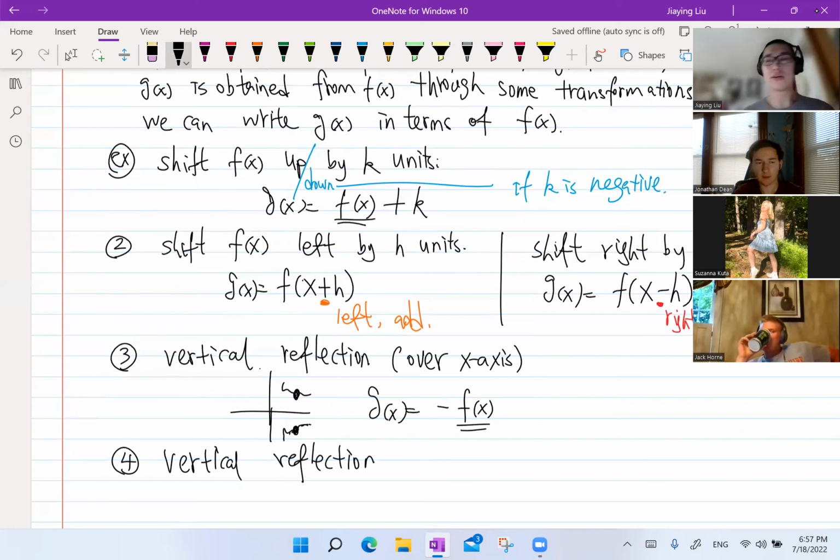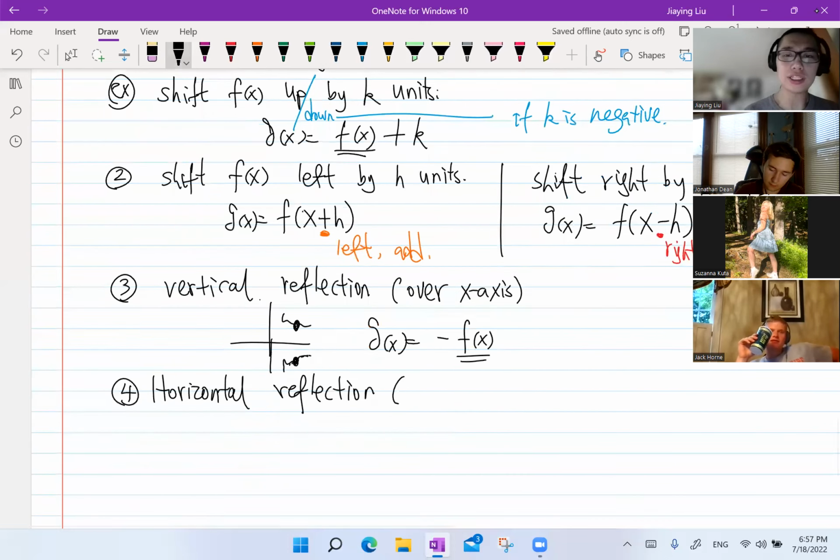It's all good. I always get confused with those. But for me, I always say, let's just talk about reflecting over the x-axis or over the y-axis. So that's a vertical reflection. And the horizontal reflection is we reflect over the y-axis.